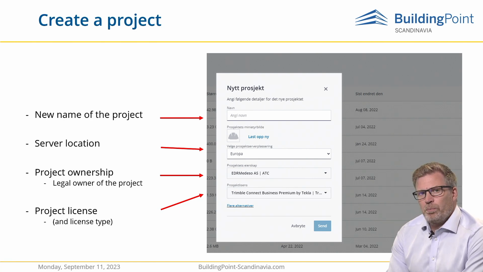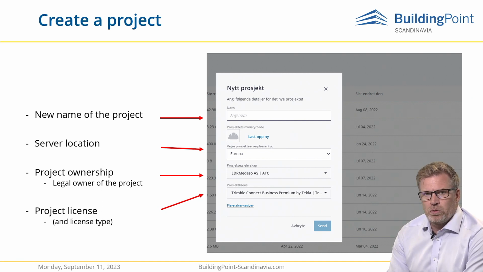The product ownership is a little bit important because if you have multiple different Trimble tools, you may have multiple different Trimble Connect accounts, or license accounts at least, not accounts, but license types. So choose the right license because that's the legal entity, legal owner on the project. So that's something you need to keep in mind when you start up. For me, I have different ones. So sometimes I have a SketchUp license that they want me to use or something else. I need to choose my EDR Medeso AS account.